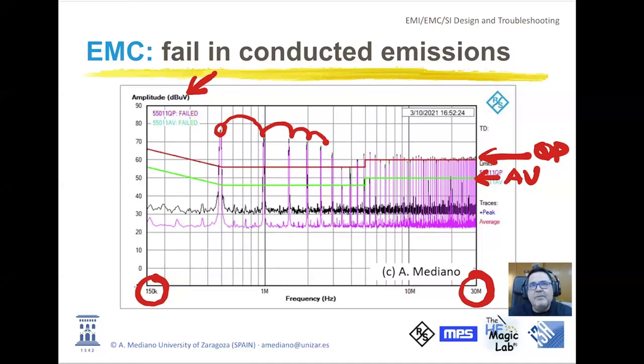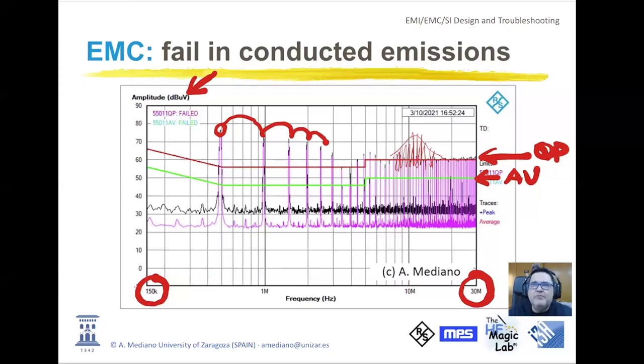Sometimes in the emission, you will see a broadband emission, something like this, that looks like a mountain. This is typically coming from resonances. One of the examples of resonance is usually ringing because of the parasitic inductance and capacitance in the layout and the packages of your components.